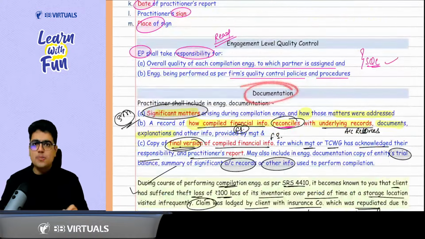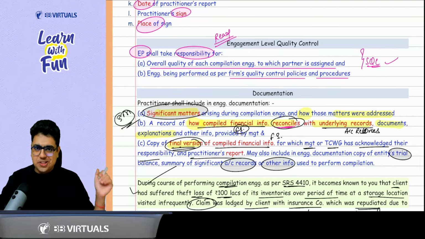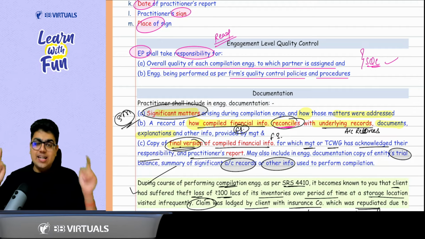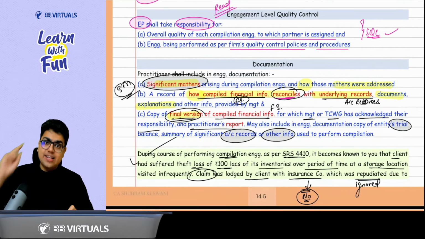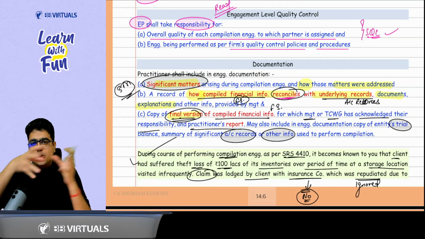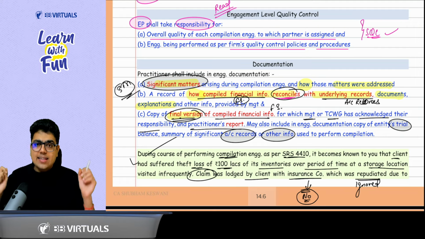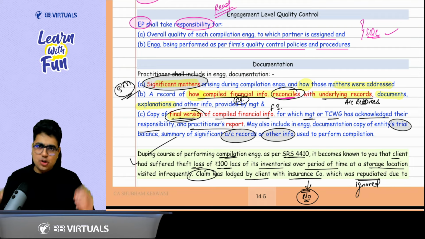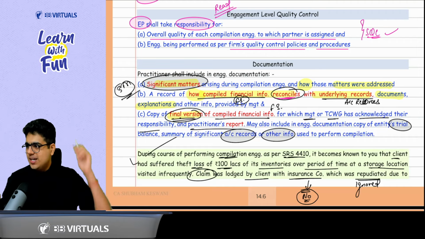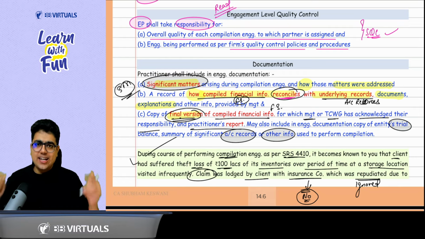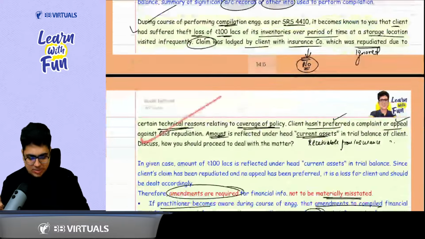Now, sir, one important point about documentation. Why is documentation important here? Because there is a question in the question bank. In the documentation of SRS 4410, what do you document? SRF. That means in SRS, you document SRF. What is SRF? Significant matters. Reconciliation of the financial statements to the underlying books and accounts. Right, sir. And the last point is F. Sir, what is F? Final version. Whatever is the final version of the financial statement, that is the compiled financial information, that should form part of your documentation along with the trial balance, accounting records and other information. So SRF: significant matters, how they were addressed, R for reconciliation and F for final version. Got it, sir. Then we did these two questions, very easy questions.